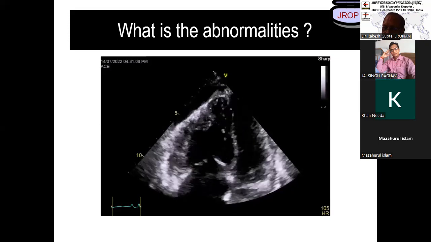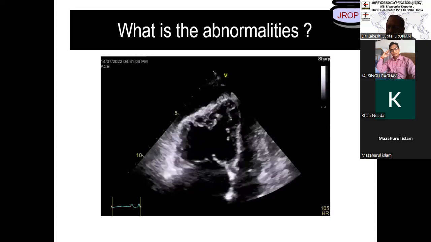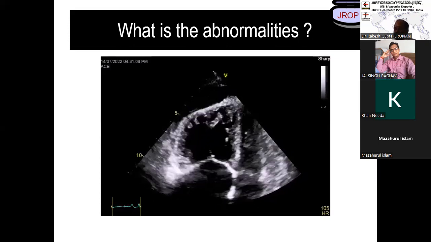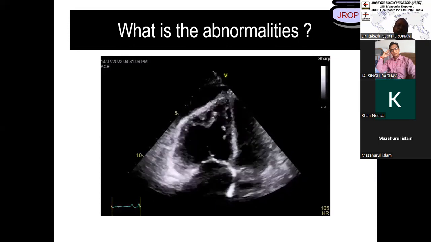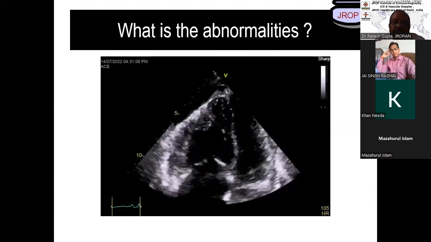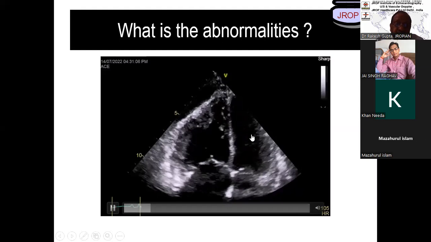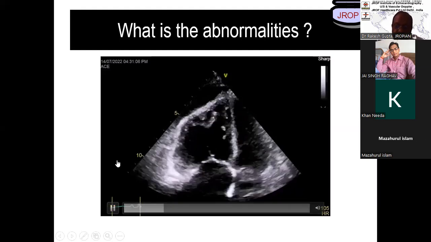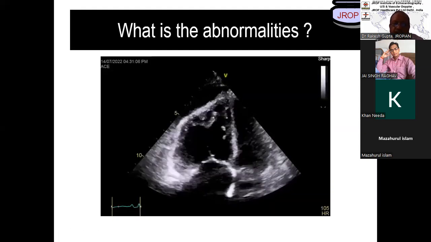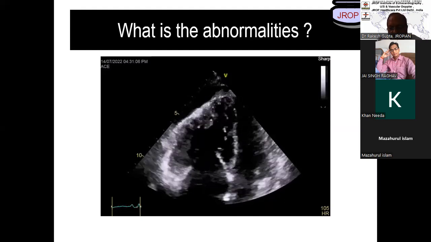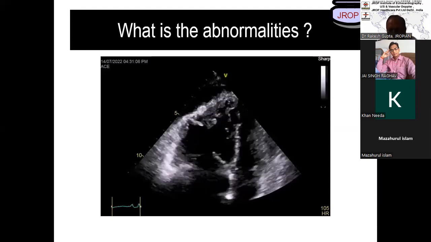So it looks, at first I was just thinking ARVC. ARVC will show good trabeculations, no doubt about it. That could be ARVC. What else? So it seems like the right ventricle is being pulled towards the left ventricle. And the RV seems larger than the LV.